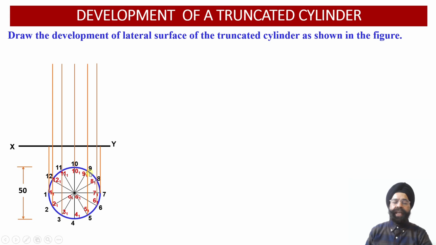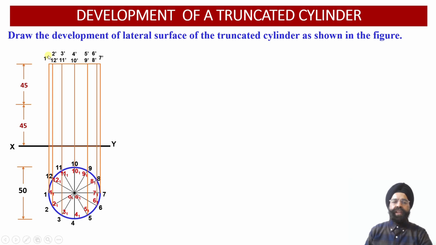Now having obtained the 12 points corresponding to the top face, 12 points corresponding to the base of the cylinder, and the axis points in the top view projections, we know that the height of the cylinder is equal to 90 millimeter. So now we can obtain the front view projections corresponding to the cylinder.